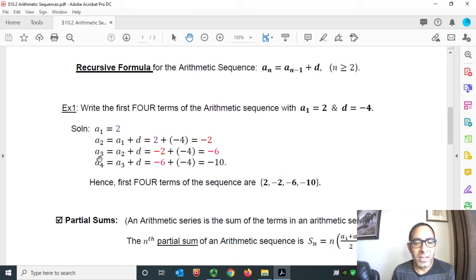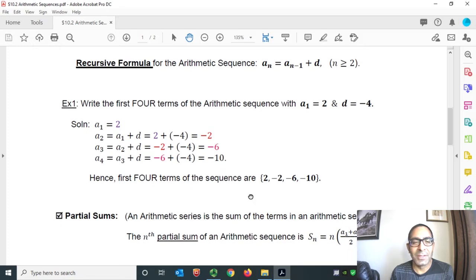Similarly, the third term a3 equals a2 plus d. We found a2 is negative 2 here. So negative 2 plus d, which is minus 4. So minus 2 minus 4 is minus 6. Similarly, a4 equals a3 plus d. Here a3 is negative 6, d is negative 4. So negative 6 minus 4 is negative 10. Great. Hence, the first four terms of the sequence are 2, negative 2, negative 6, negative 10. Awesome. Now let's move on.